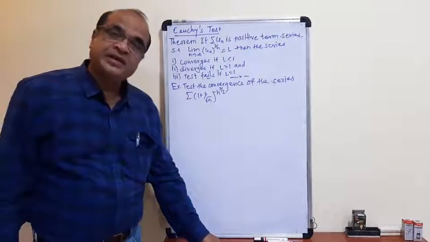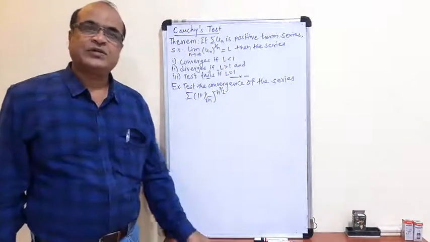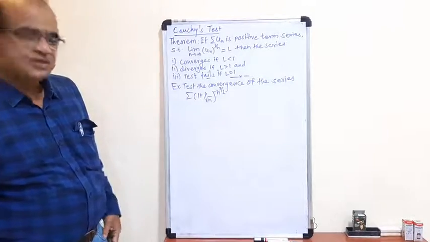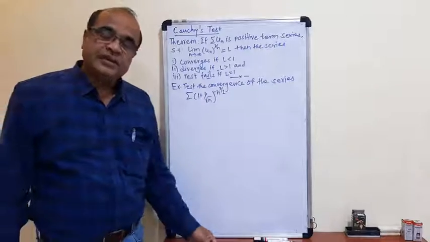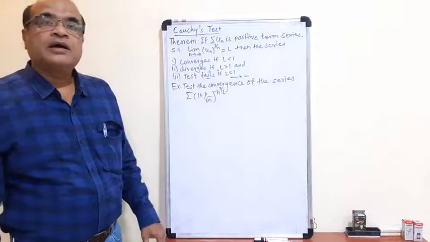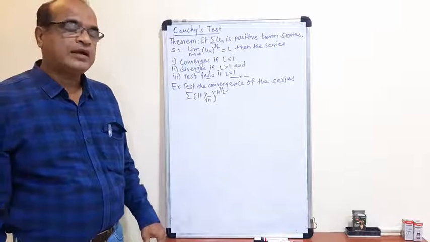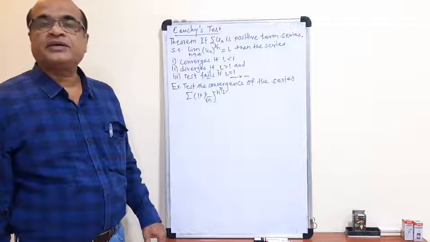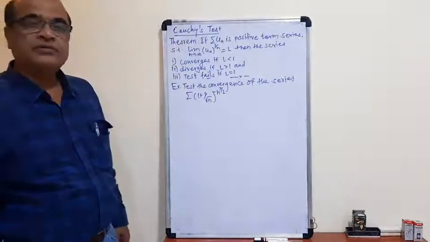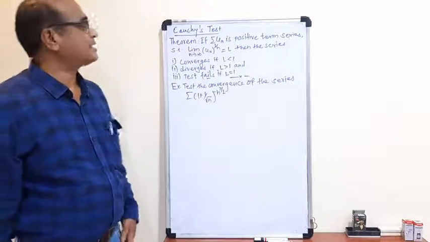So there are many tests to test the convergence of the series. Already in the last lecture, we studied comparison test 1, comparison test 2, and a limit form of comparison test, and solved some examples. So now we study here the Cauchy's test.